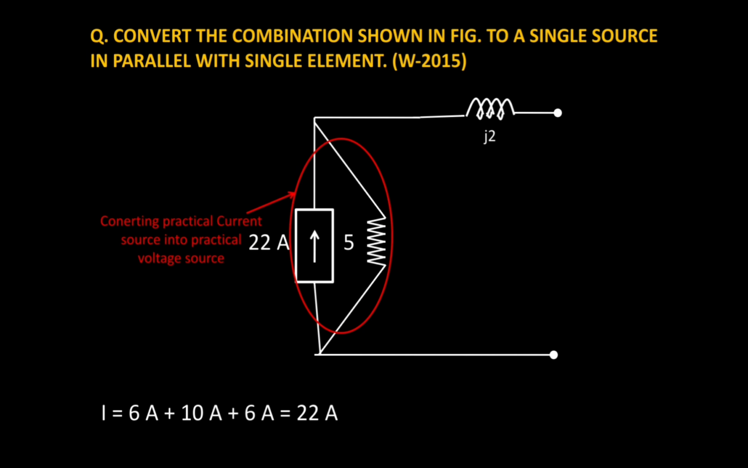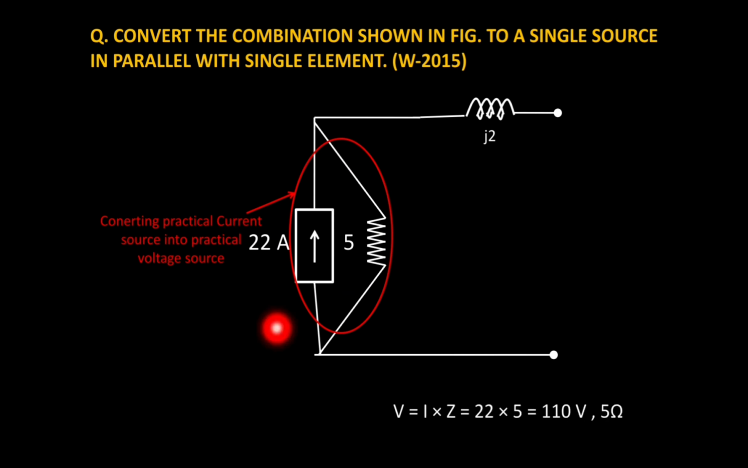Now we can convert this practical current source into a practical voltage source. So how can we find the practical voltage source here? Again we will use Ohm's law. V is equal to I times Z. So I is 22 and Z is equal to 5.